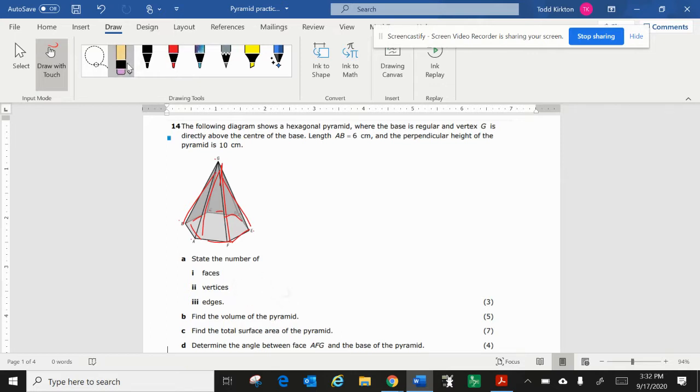All right, so let's now define the other information that we have. Let's put it on our picture. So we know the length of each of these sides is 6. It's a regular hexagonal pyramid, and the vertical means it's a right pyramid. It's directly above the center, and then the height of the pyramid is 10.